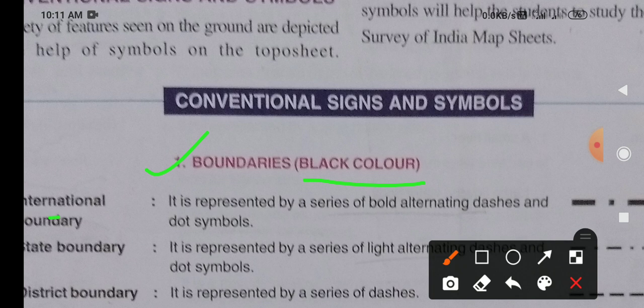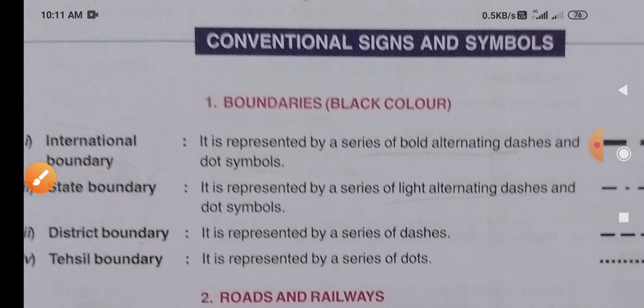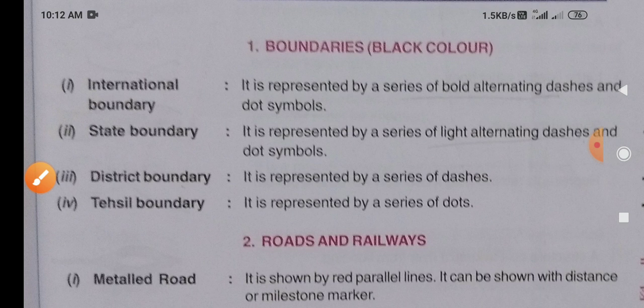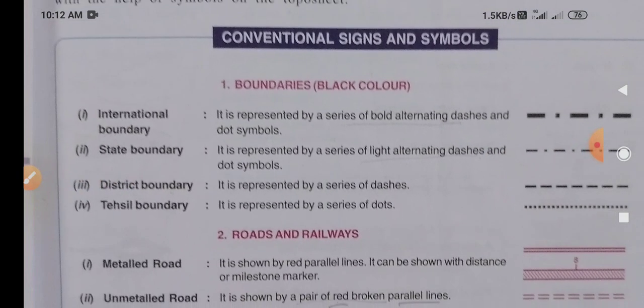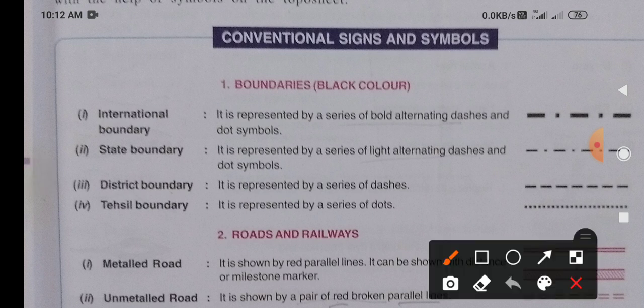So for the international boundary, how will it be shown? In a thicker black line. And for the state boundary, it will be a little bit thinner in comparison to the international boundary. And the district boundary is even thinner, and that will be a little bit different. You see there is a difference between the state boundary and the district boundary.